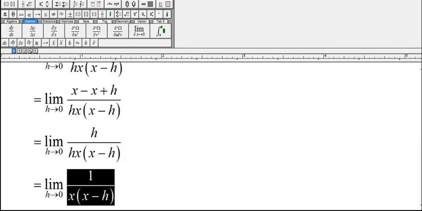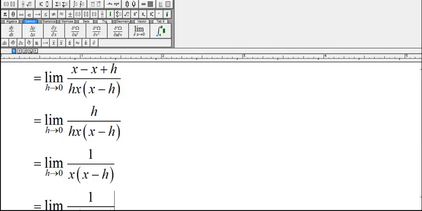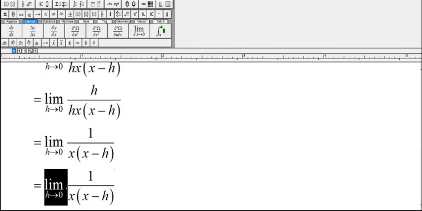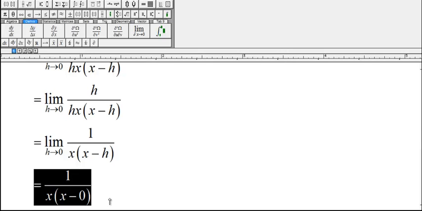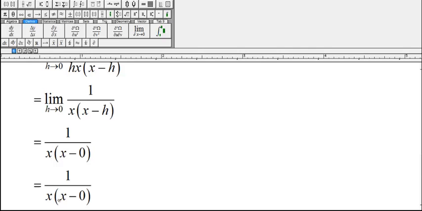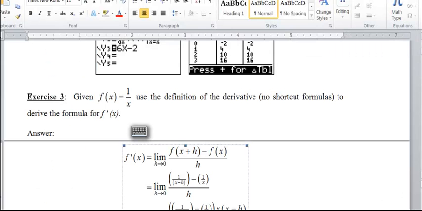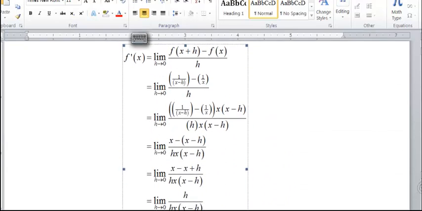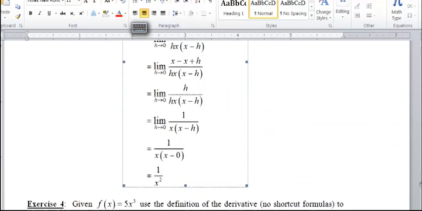Now at this point we can actually compute the limit. So notice that limit sign has been there all along. Now the limit goes away when we let that h actually just go to 0, and this becomes x, and x times x is x squared. So I can just write this as 1 over x squared. Again, let's just check it with our calculator. So get used to doing that every time.